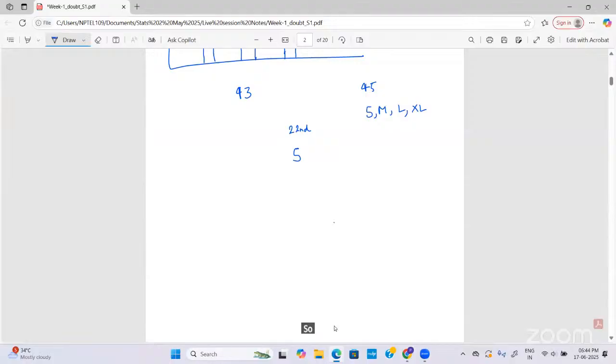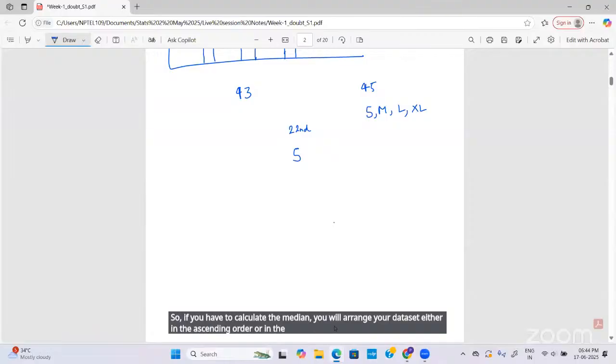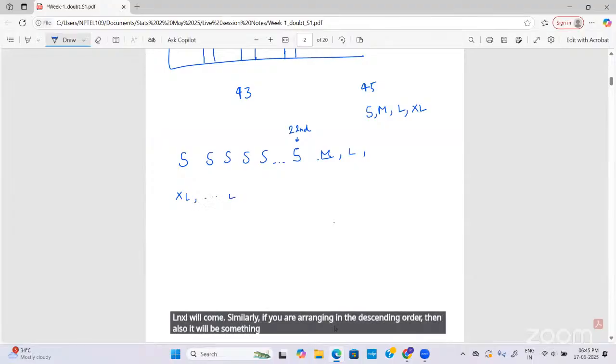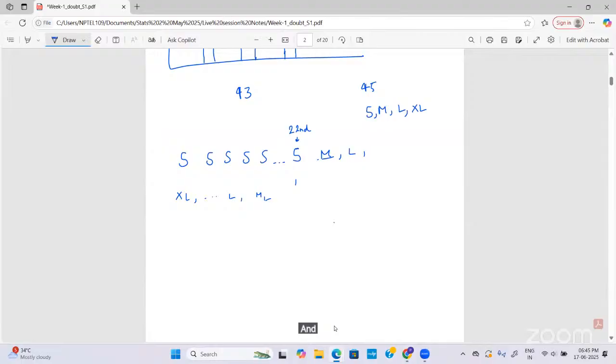So if you have to calculate the median, you will arrange your data set either in ascending order or in descending order. If you are arranging it in ascending order, before this one, all the sizes will be S only, right? Yes, ma'am. And after that, medium, L and XL will come. Similarly, if you are arranging in descending order, then it will be something like XL, L, M, and then at the 22nd place it will be S, and after that also it will be the S size only.